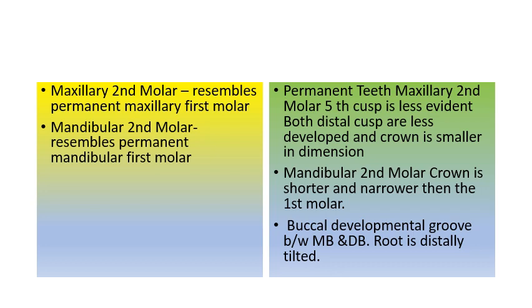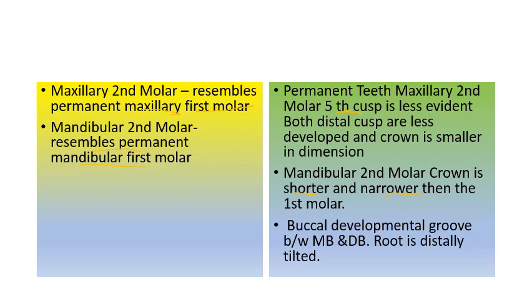The maxillary second molar resembles the maxillary first molar, as I have told you. The mandibular second molar resembles the mandibular first molar. The permanent mandibular second molar has a fifth cusp that is less evident. Both distal cusps are less developed and the crown is smaller in dimension. The crown of the mandibular second molar is shorter and narrower than the first molar.